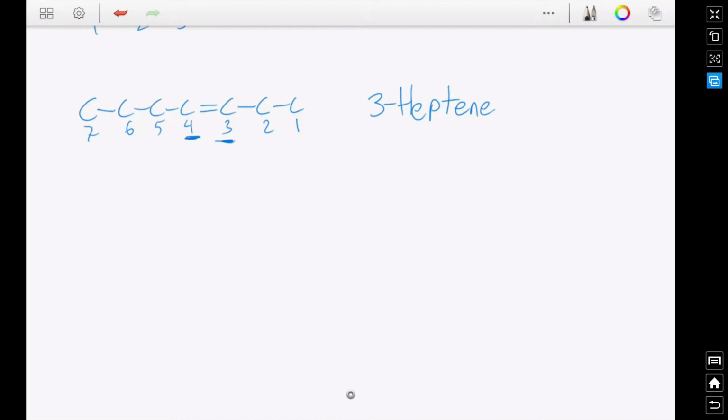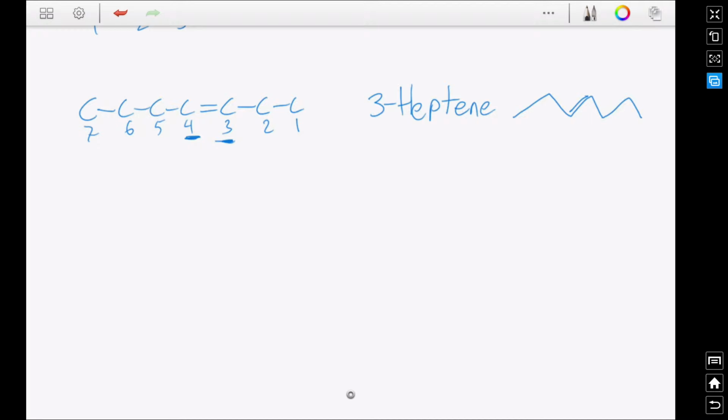Now let's try another one. Let's try a slightly longer one. Oh, and I guess I should draw this in its line structure. So line structure drawing. 3-heptene would be, let's see, 1, 2, 3, 4, 5, 6, 7. When you have a double bond on carbon 1, 2, 3, double bond there. There we go. That'll be what 3-heptene would look like.